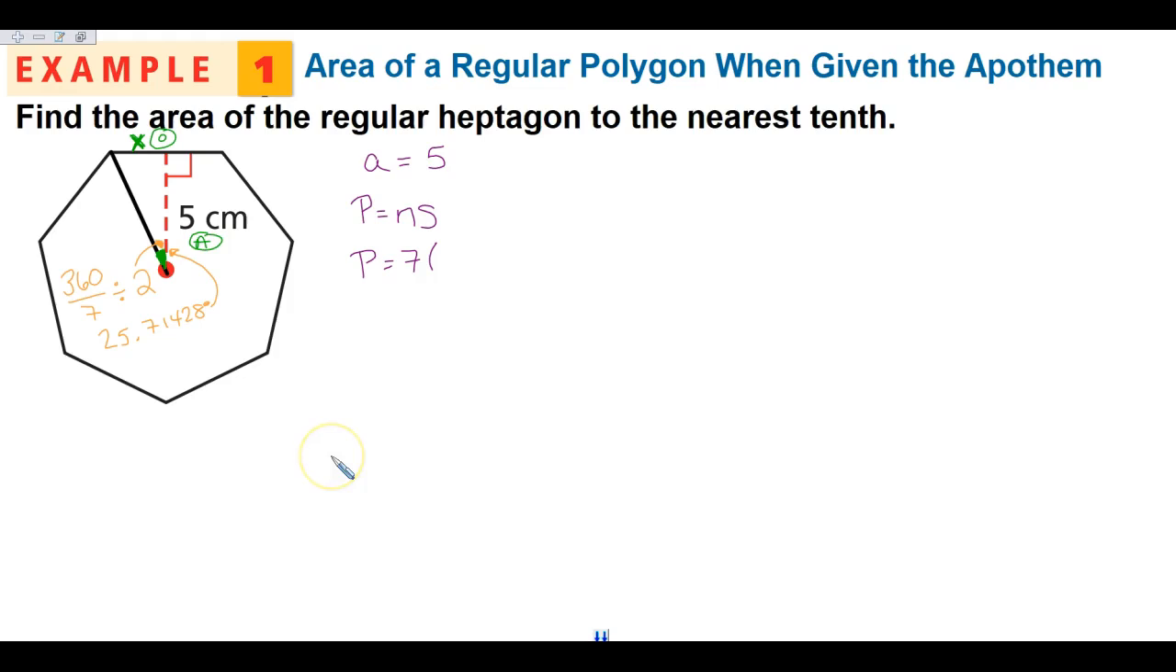One thing that I tend to like to do is to draw that particular triangle out separately. Sometimes it's just a little nicer and a little cleaner. So this angle here is our 25.7... angle. This is our 5 and our x. We have a right angle here, our adjacent and our opposite side. So adjacent and opposite is tangent.